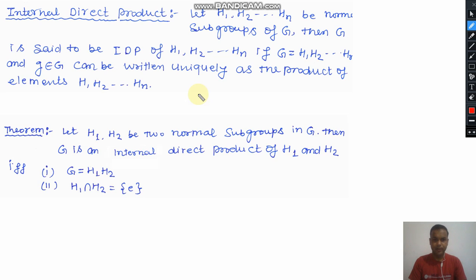In our last lecture, we were discussing the external direct product of two or more subgroups or groups. Today, we will discuss the internal direct product of two subgroups. Let us recall both the definitions.